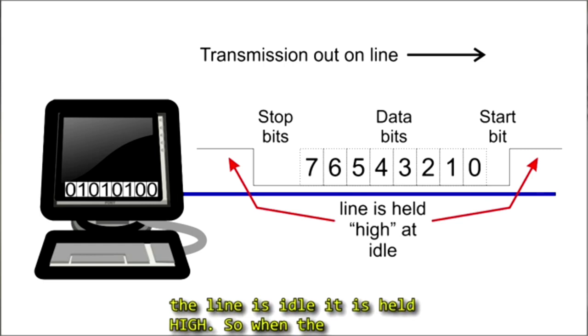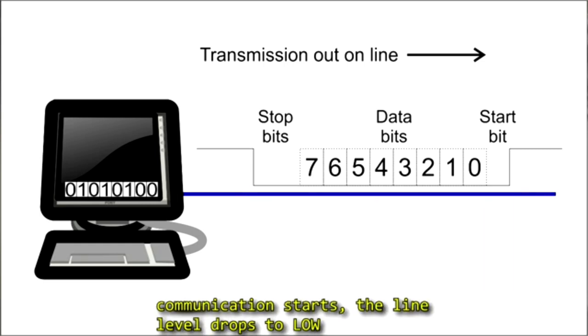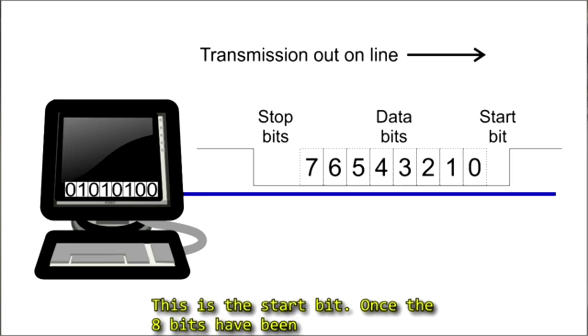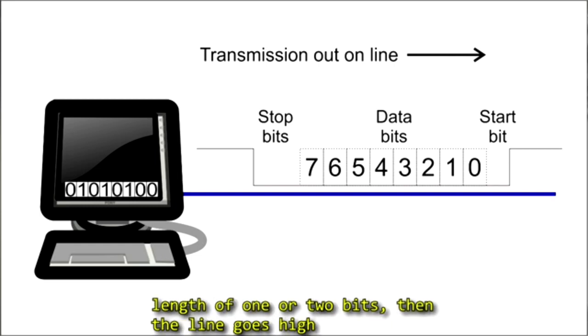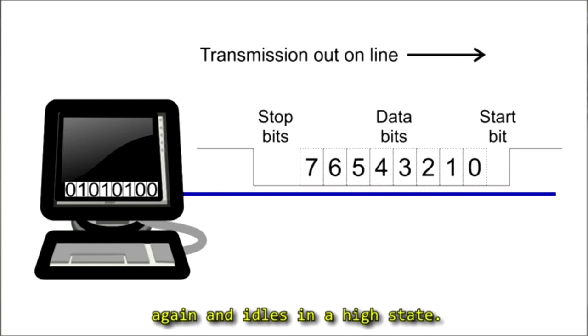When the line is idle, it is held high. So when the communication starts, the line level drops to a low or a 0. It stays low for the length of 1 bit. This is the start bit. Once the 8 bits have been communicated, the line stays low for either the length of 1 or 2 bits, then the line goes high again and idles in a high state.